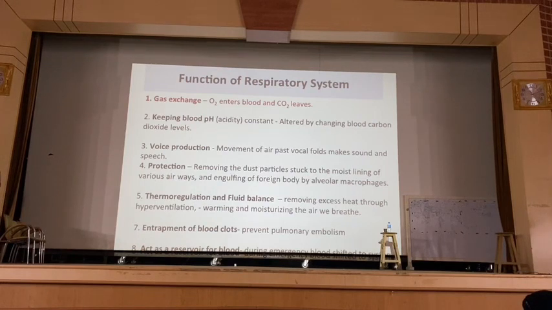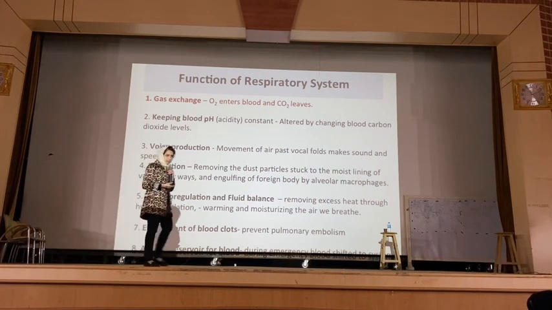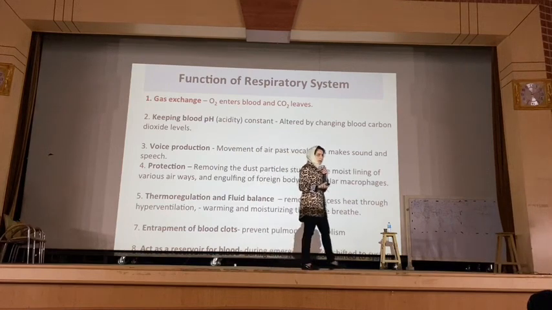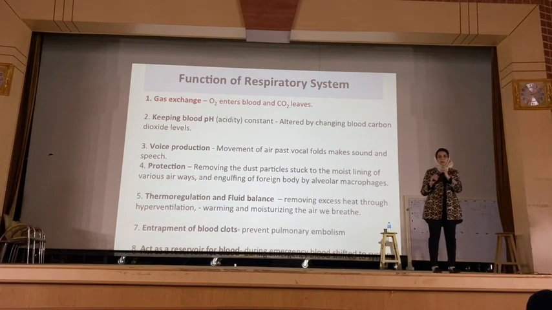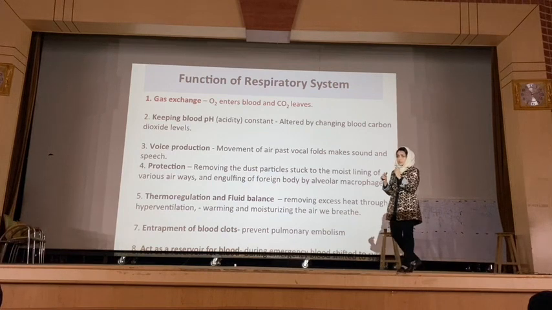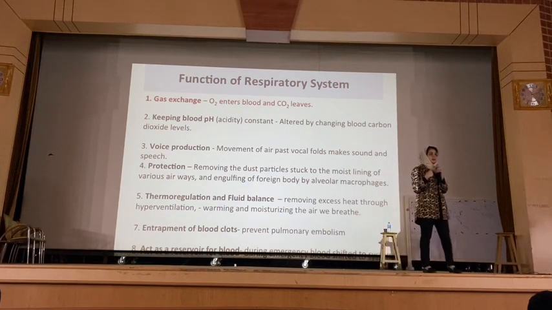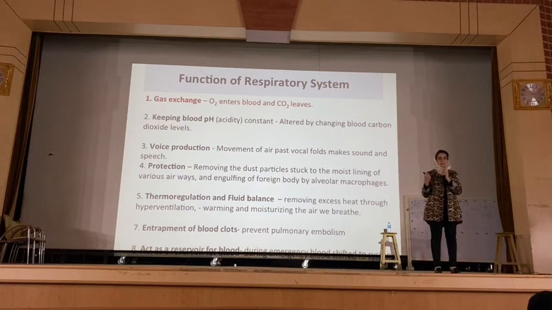It's important for entrapment of blood clots. We have MI, myocardial infarction, due to cardiac emboli, and we have also the CVA, the cerebrovascular accident. This clot will embed inside very small blood vessels, and mostly either in the brain, or in the heart, or in the lung.